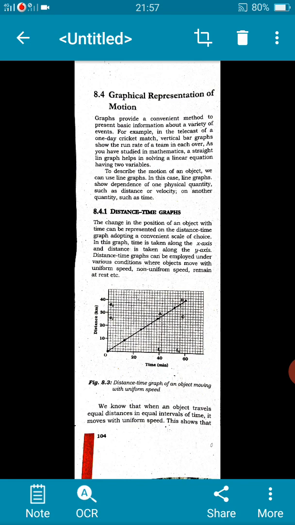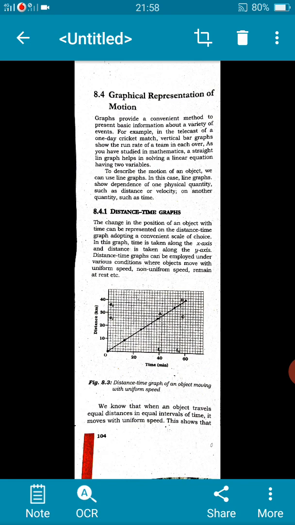You know that graphs provide a convenient method to present basic information about a variety of events. For example, in maths you have studied that a straight line graph helps in solving a linear equation having two variables. Here, to describe the motion of an object, we can use line graphs.